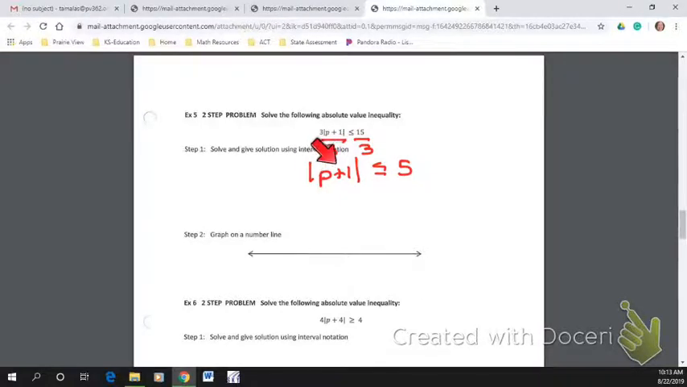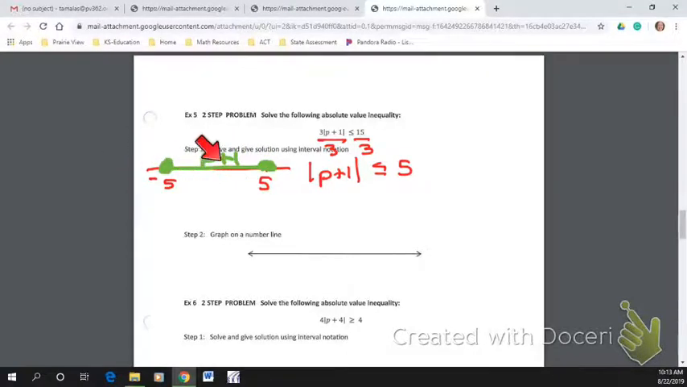So this means that this quantity right here, this p plus 1, and this isn't the final answer graph, so I'm not putting it down here, but p plus 1 comes in between what 2 numbers? 5 and negative 5. P plus 1 is somewhere in here, right? This quantity has to fall in between 5 and negative 5. So all I know is that p plus 1 falls in between these 2.